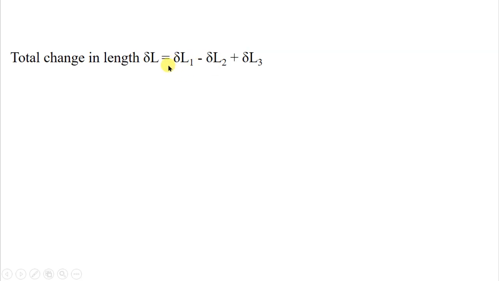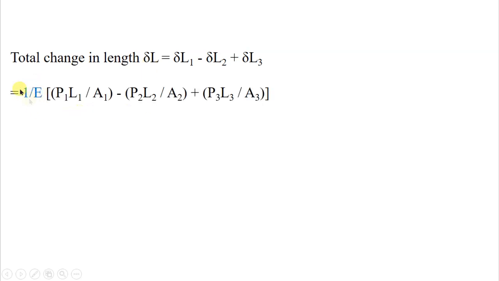So what happens now? 1 by E is taken as common outside because the E value is the same for all the sections, and inside PL by A. Here also the formula is delta L is equal to PL by AE. Don't forget that. So inside, the PL by A value is changing for each section. So 1 by E into P1 L1 divided by A1 minus P2 L2 divided by A2 plus P3 L3 divided by A3.